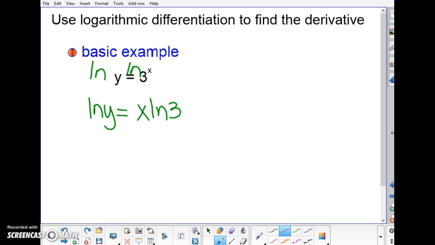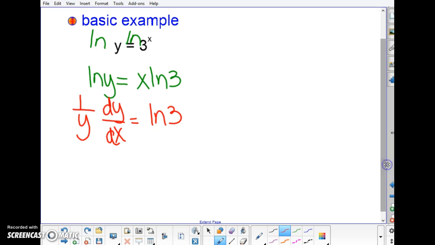On the left, the natural log's derivative is 1 over u du. And on the right, I have a product, but one of them is just a number. Natural log of 3 is just a number. So the derivative of the right side is just going to be the natural log of 3. Now what I'm trying to solve for in this problem is dy dx. So I'm going to multiply both sides by y.